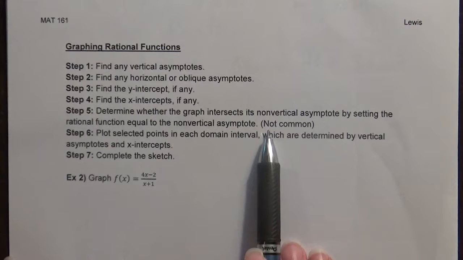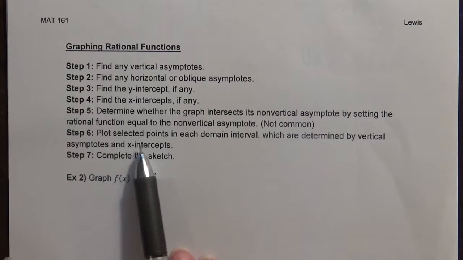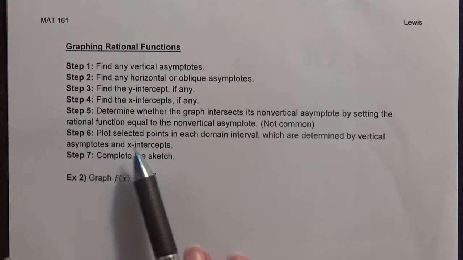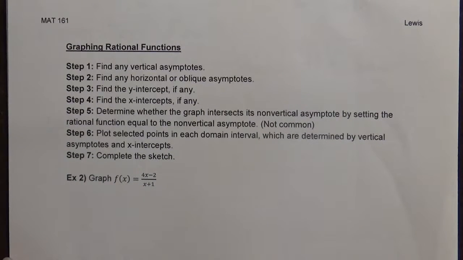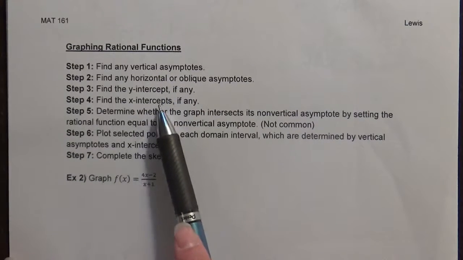Okay, also notice that over here it says not common. Step 5, we're probably not going to encounter, so we're not going to worry too much about step 5, and we're going to look at step 6. Plot selected points in each domain interval which are determined by vertical asymptotes and x-intercepts, and then complete the sketch. Long story short, do your asymptotes first, and then look at your intercepts.